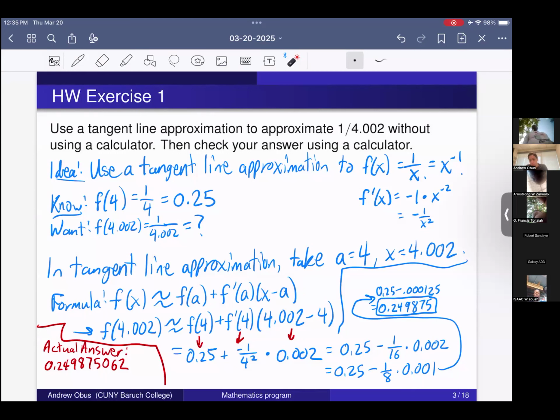So this tangent line approximation gives a nice way of computing functions that are evaluated at points that are close to points where you know the answer. So again, you're doing 1 over 4.002. That's close to 1 over 4. And this is going to tell you exactly how things change. All right, was there a question? I heard somebody unmute themselves. Any questions on this example?